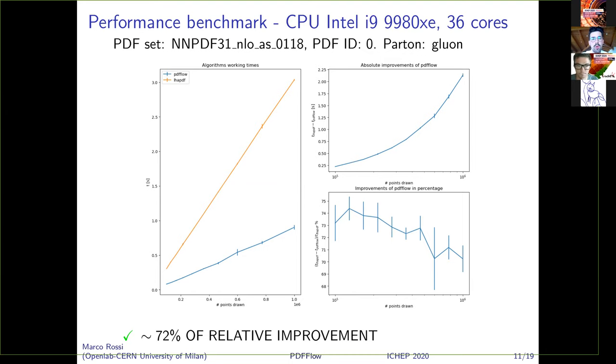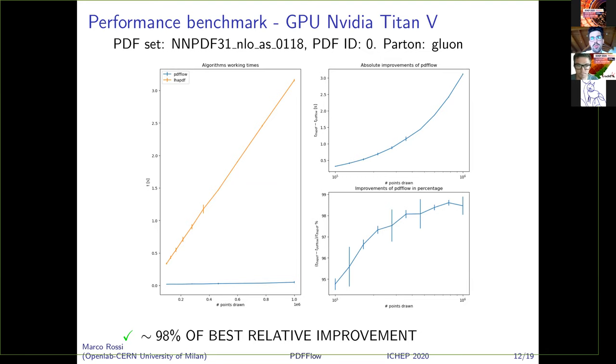For both algorithms. More interestingly is the situation when we run PDFFlow on GPU. Of course, LHAPDF can be run just on CPU, but here you see that the difference in terms of performance is dramatically improved. You have around a 98% relative improvement, just as shown in the lower right plot. And we are really happy to see these improvements compared to the LHAPDF algorithm.